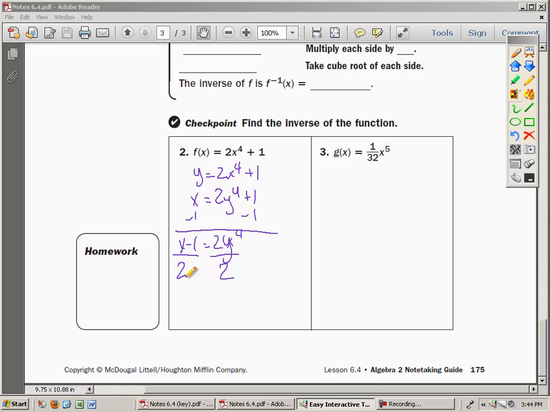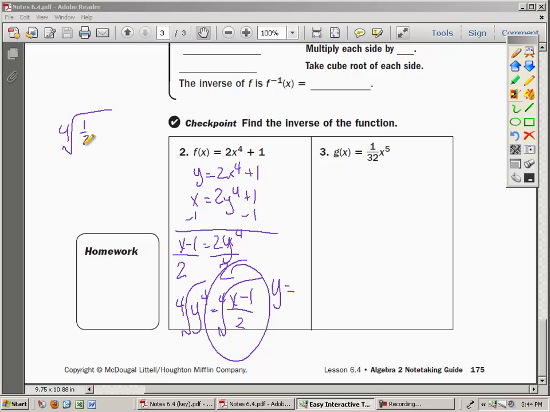Now this is getting a little bit messy, but y to the fourth power is equal to x minus 1 all divided by 2. So to get the y all by itself, we take the fourth root, and so y is equal to the fourth root of x minus 1 over 2. Now we can't simplify that, unfortunately, although you could make it the fourth root of 1/2 x minus 1/2 if you wanted to, but I would say this is sufficient here. All right? How about the inverse of this function?